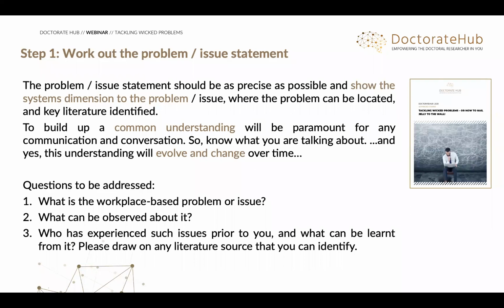Step 1, work out the problem and issue statement, which, if you are doing research, is advisable to do at the beginning. So show the system dimension to the problem, where the problem can be located, and the key literature to it. Building up a common understanding will be paramount for any communication and conversation. So know what you're talking about and how things evolve over time. Remember the dialogue mapping earlier. This is a good means to keep that understanding. Now, questions that might be addressed at this early point are, what is the real-life problem or issue? What can be observed about it? Who has experienced such issues prior to you, and what can be learned from it?